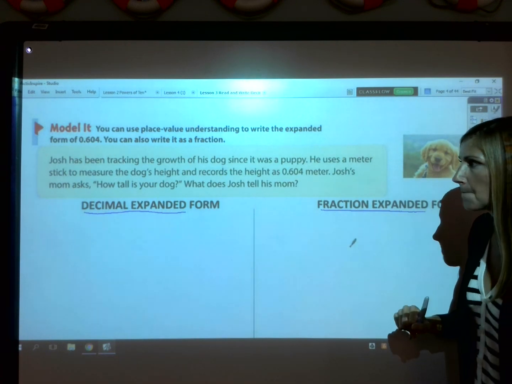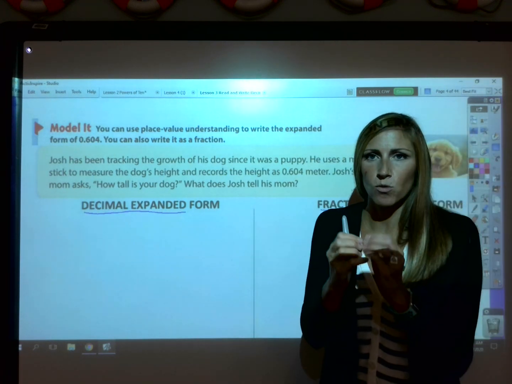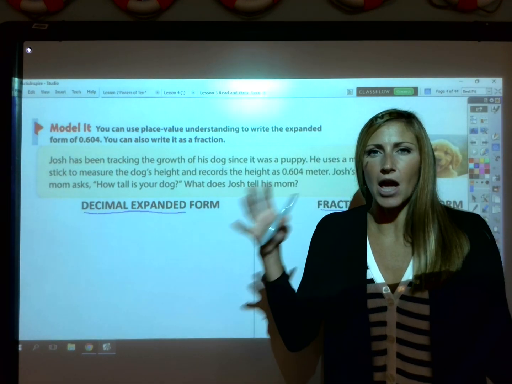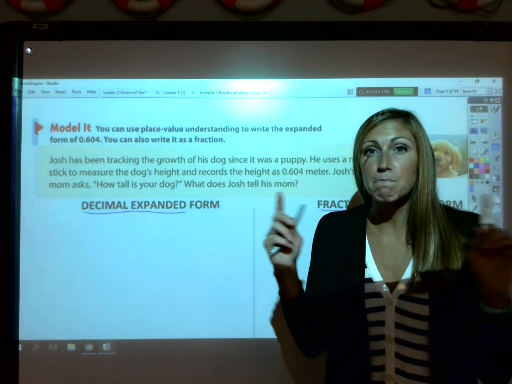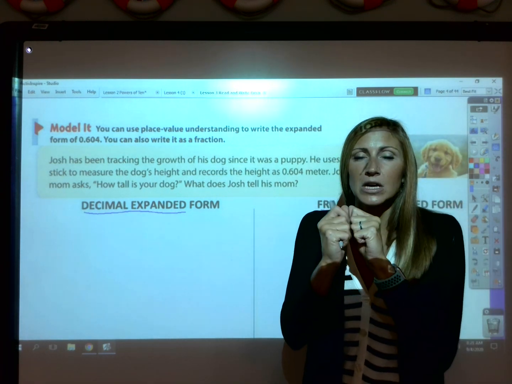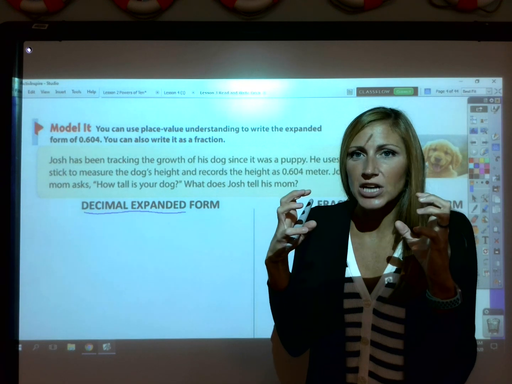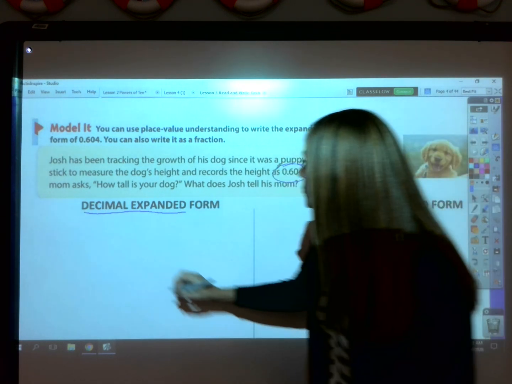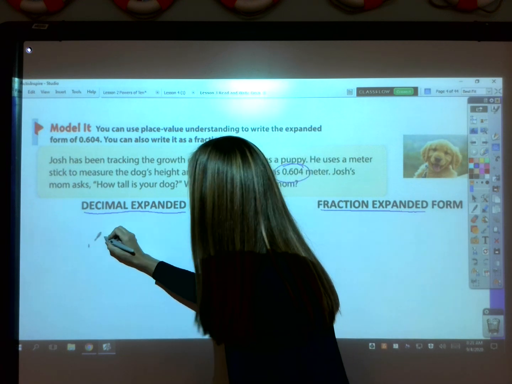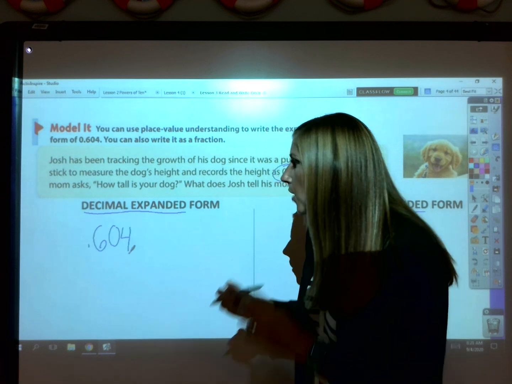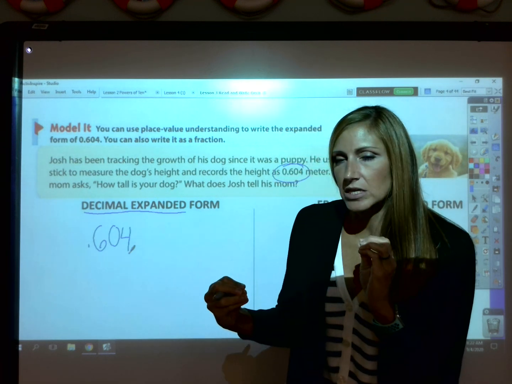Okay. Now, when we look at expanded form, what it's technically doing is expanding the number and looking at all the parts and pieces based on place value. So I like to say we sometimes will stretch it out. So let's do that with this number right now. So if we had 604 thousandths, how could we expand this out by its place value?